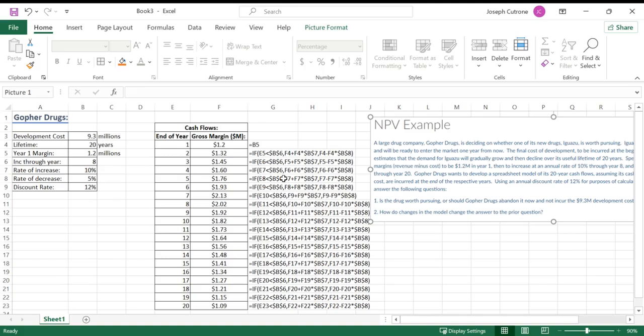Positive usually means good, we should go for it. Negative means it will lose money. So we're kind of looking for a positive NPV. And if you have 2 projects or 3 to compare, then the project with the higher NPV will be the one that you're interested in.